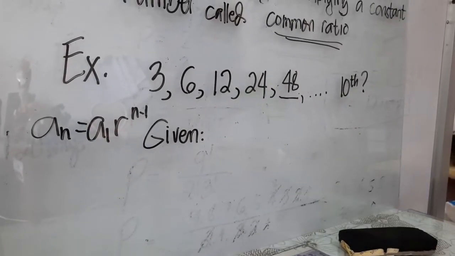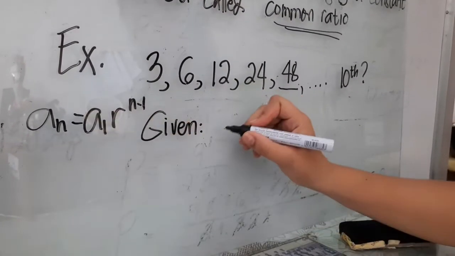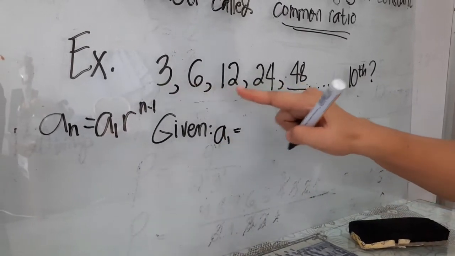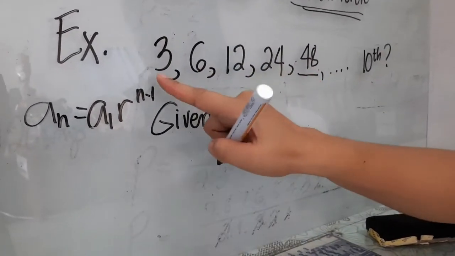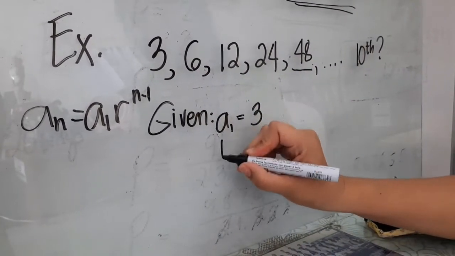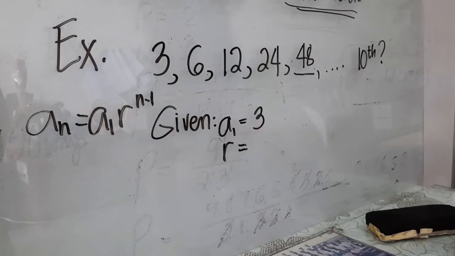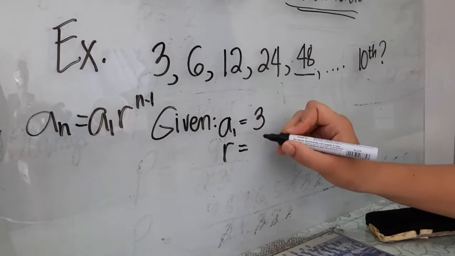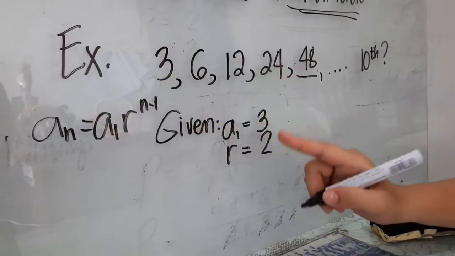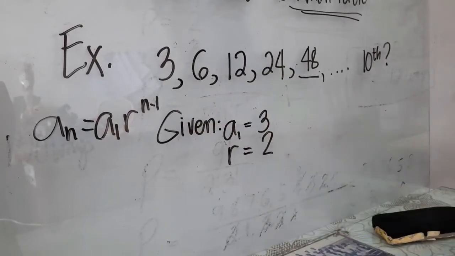So, atong ilailahon kinsay kay mga given nato. We'll get first our a sub 1 or our first term. So, what is our first term? Of course, kanang una nga term makita, that's our first term. What is our common ratio? Very good. We have discussed this already. Our common ratio is 2. We divide our second term by first term, so that's why we get our answer, which is 2.